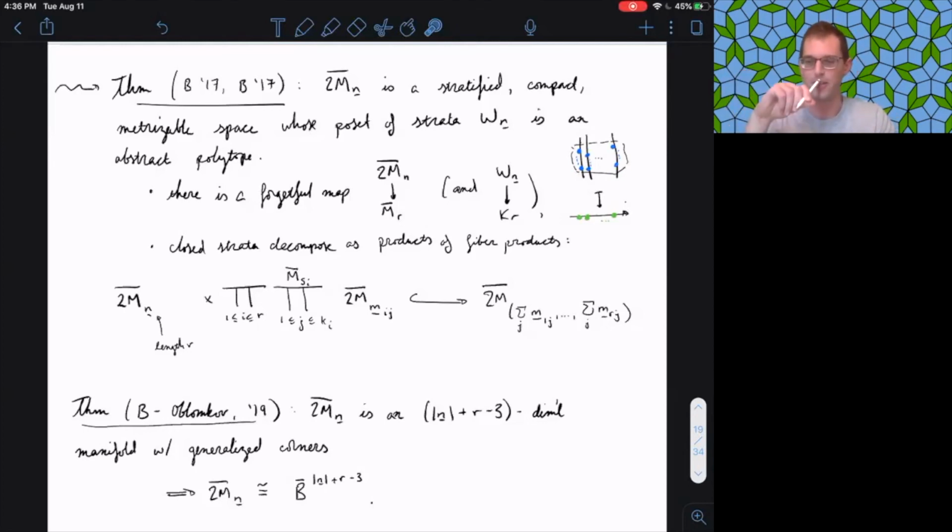How generalized are the corners, Ezra asks? Yeah, I mean, pretty generalized. So what does that mean, generalized corners? It means that it's something like a manifold with corners, but you have too many faces meeting at vertices in particular. So for instance, in the case of three-dimensional 2-associahedra, you could have 4 edges and 4 faces meeting at a vertex. Now, I don't think I can say any restriction on how generalized they can be.